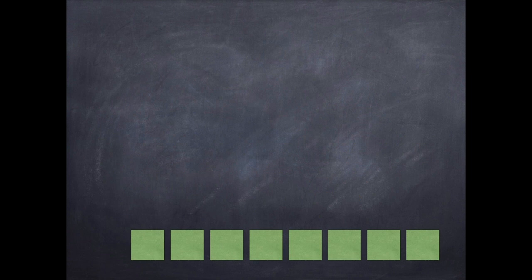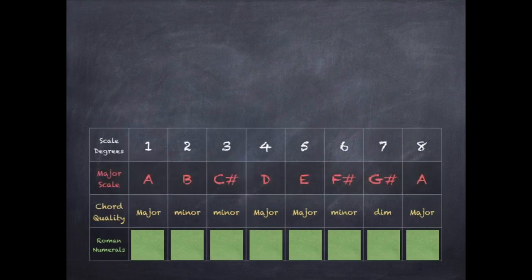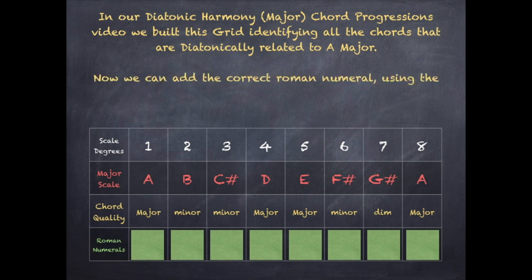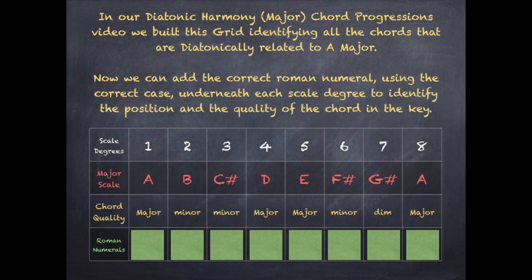In our Diatonic Harmony major chord progressions video, we built this grid identifying all the chords that are diatonically related to A major. Now we can add the correct Roman numeral using the correct case underneath each scale degree to identify the position and the quality of the chord in that key. So the first chord is an A major chord, and using Roman numerals we can have an uppercase I, and we write the word maj for major next to it.